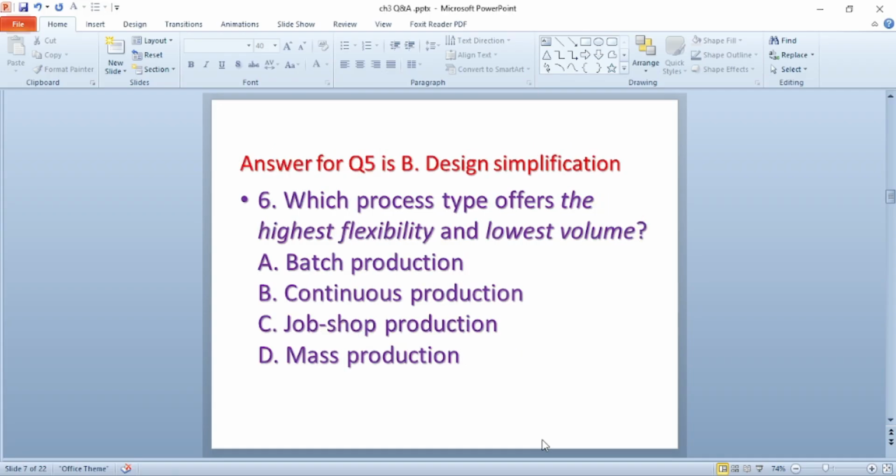Question number 6. Which process type offers the highest flexibility and lowest volume? A. Batch production. B. Continuous production. C. Job shop production. D. Mass production. The answer for this question is C. Job shop production.